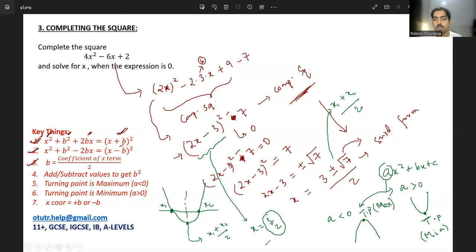You get the same answer. So it doesn't matter what you do. So if you see the bracket form, you equate to 0. So now my point is that the turning point will exist when this is 0. The bracket form, the square, is 0. At that point, you will get your x coordinate of the turning point, which is either plus b or minus b, depending on what kind of square bracket you are getting. So you get the x coordinate of the turning point.